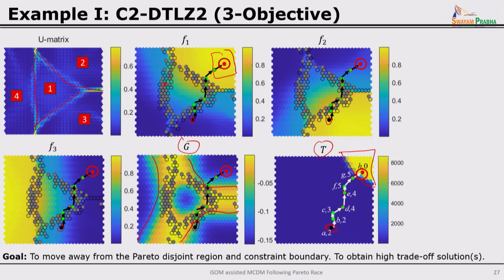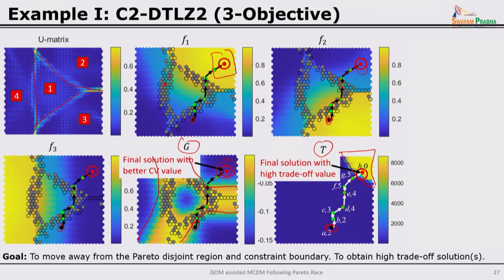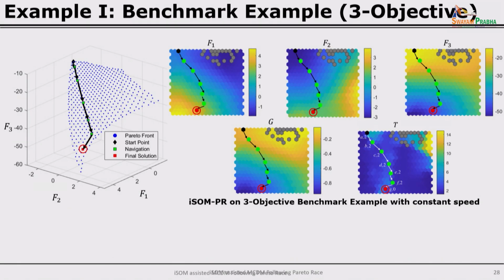And I will move away from the constraint boundary. So slowly you can see it started from this particular point and in the progressive direction, by changing the direction and speed, it picked this particular point. Now they are well aware of the solution they have picked. They know that, okay, I am compromising on f1, but my solution is very reliable. It is away from the constraint and I have very good trade-off. So this is one example.